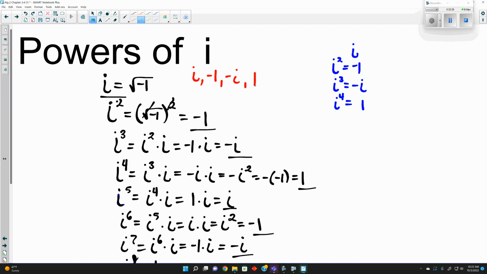For any power of i, we only have one of 4 answers. It's either going to be i, negative 1, negative i, or 1. These are the only 4 values of i that we can have. Because whenever we have a power greater than 1 attached with i, we have to simplify it, and it's going to give us one of these 4 here.